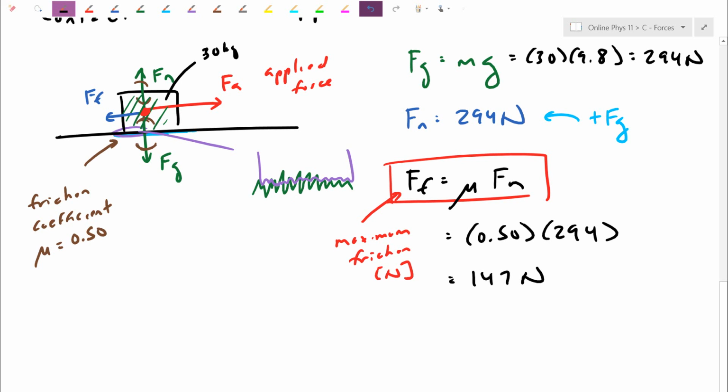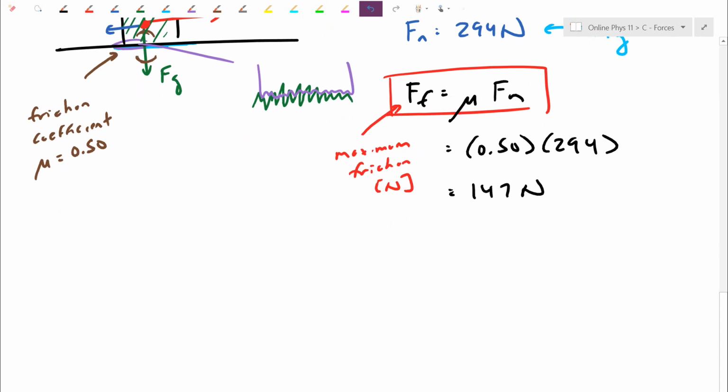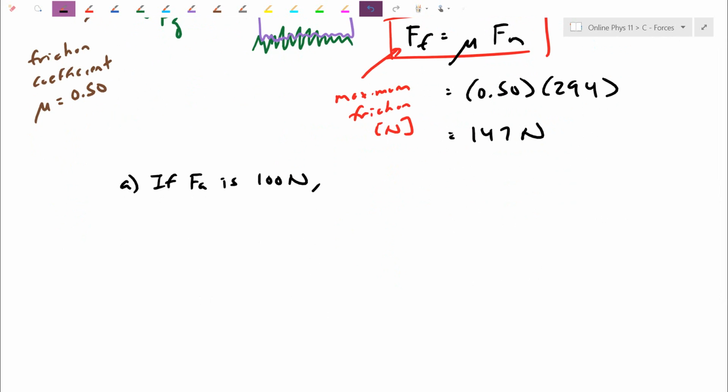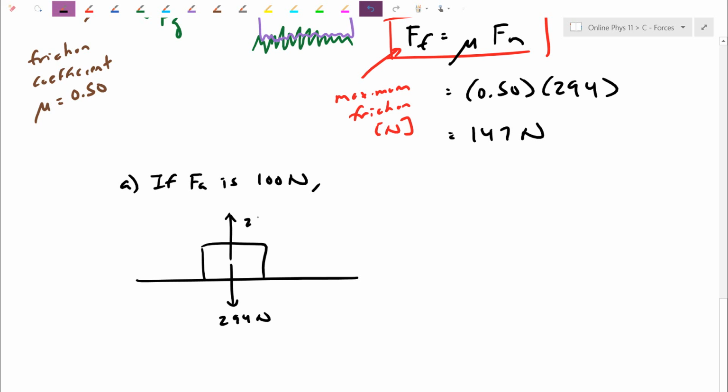All right? So I want you to just consider a couple situations here. If the FA is, let's make it 100 newtons. So the box is just minding its own business, just sitting there. If you happen to start pulling at 100 newtons, what happens to this box? So far I've said, based on this box here, we had gravity pulling 294. We had a normal force going 294. In the vertical direction, these ones cancel. So there's no unbalanced force here. That's why this object neither goes upwards or downwards.